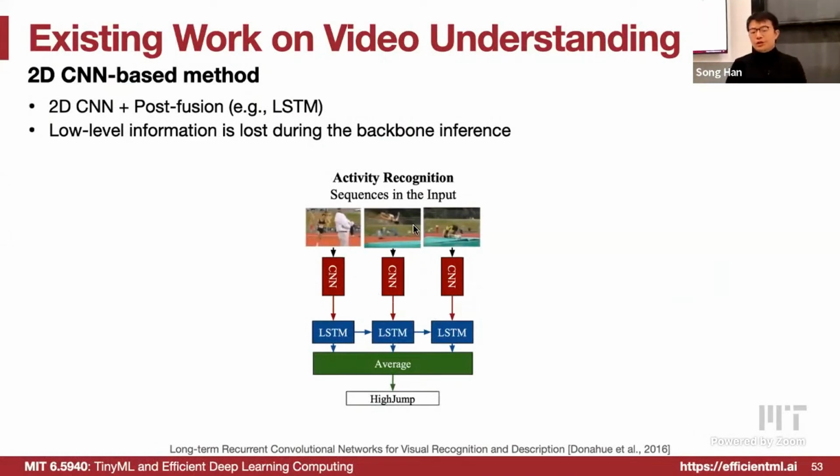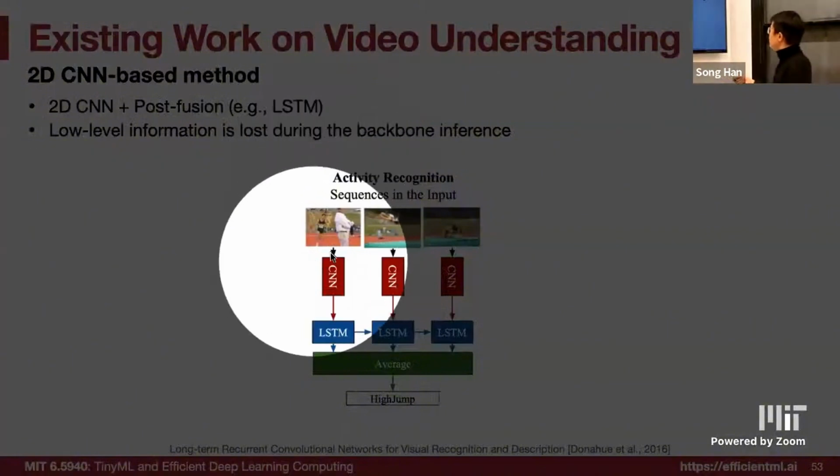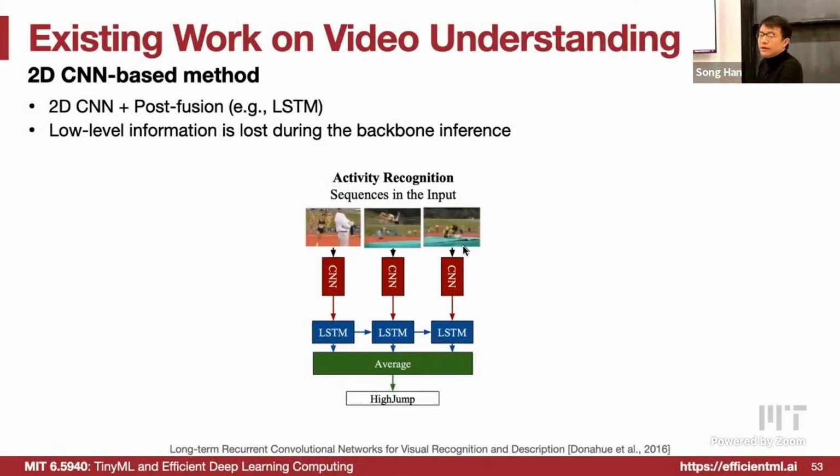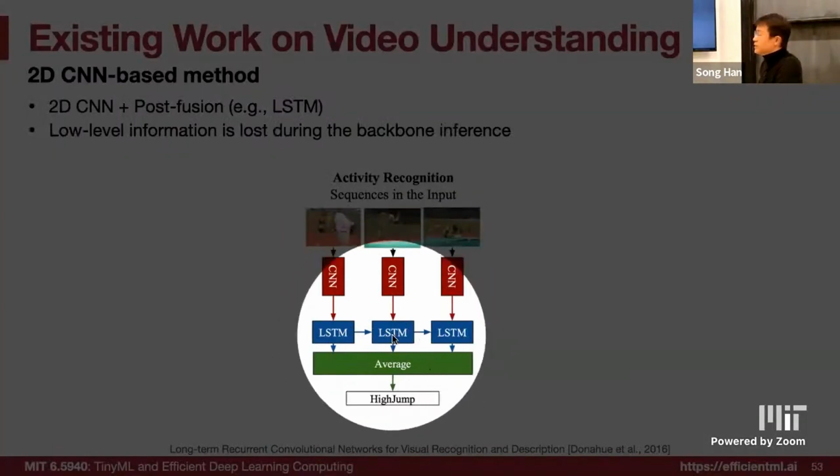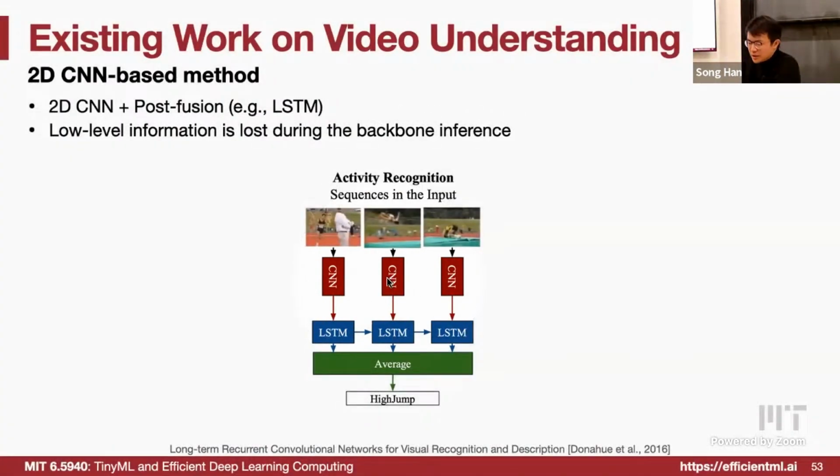However, you can imagine such late fusion. What is the problem here? The low-level information is lost, right? Since the low-level information is extracted independently by different CNNs, only the high-level features are fused by the LSTM in this case.